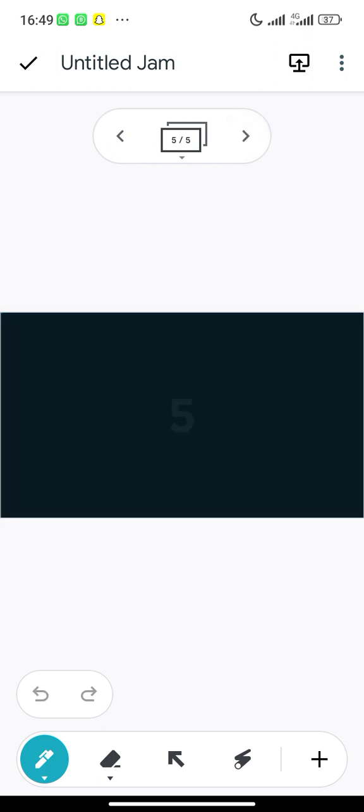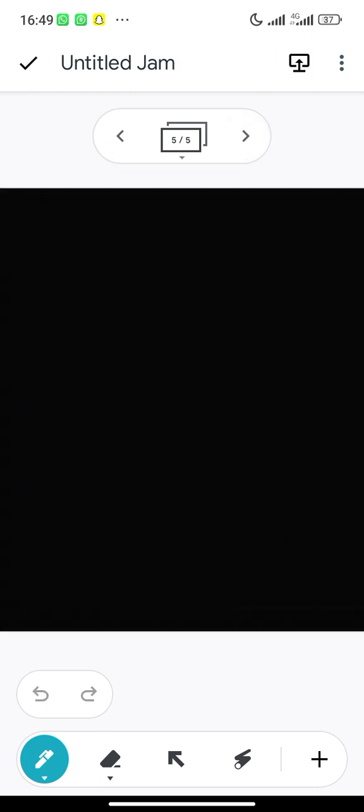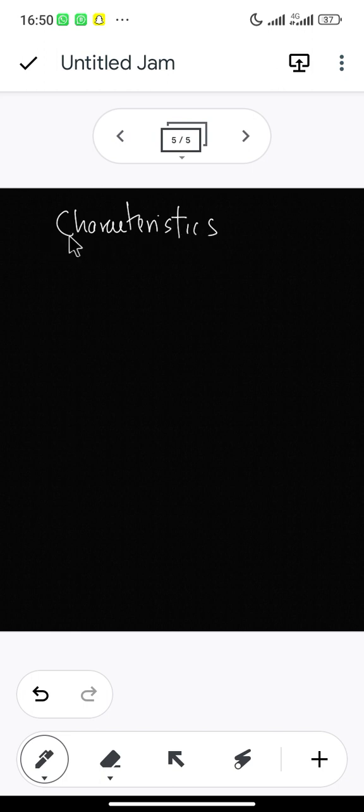Now let's talk about some of the characteristics of coordinate covalent bonds, or the dative compounds. Let's put it that way. So the first characteristic is that they are non-electrolytes, just like the other ones. They are non-electrolytes.